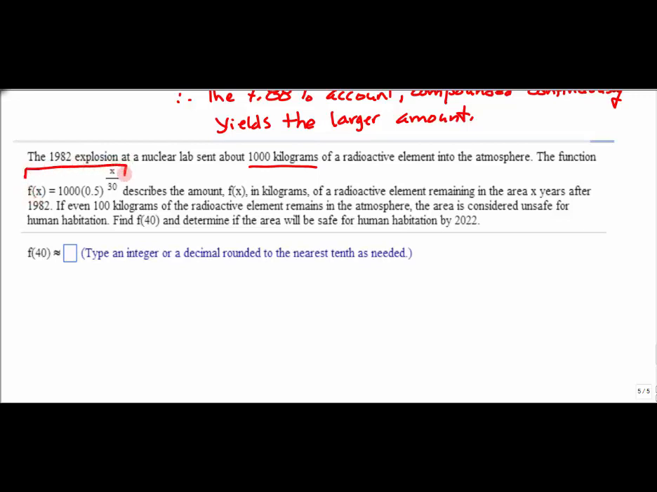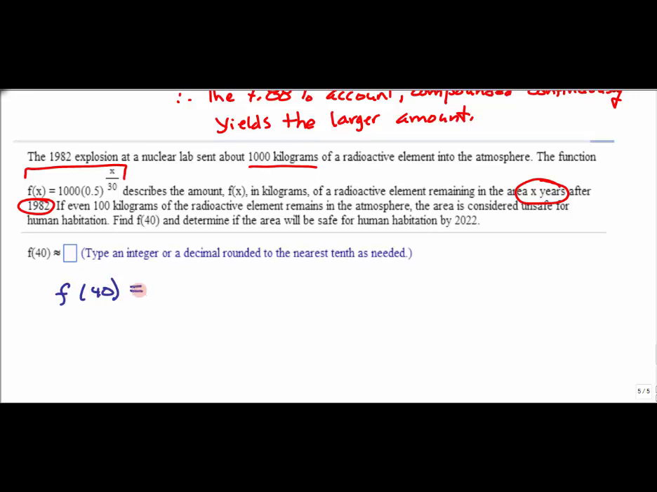This is the function right here that describes the amount, f of x, so f of x is the amount in kilograms of a radioactive element remaining in the area x years, so x represents years after 1982. If even 100 kilograms of the radioactive element remains in the atmosphere, the area is considered unsafe for human habitation. Find f of 40. So let's go ahead and start with f of 40.